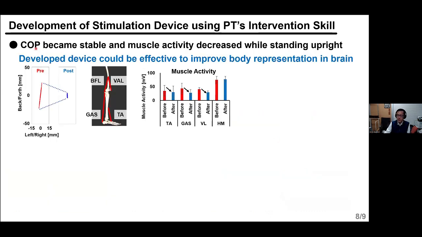Here are the preliminary results of the effect of the developed device. Like the PT's interventions, center of pressure decreased after receiving stimulation from the device. Furthermore, muscle activity decreased. So this indicates that the developed device could be effective to improve body representation in the brain.